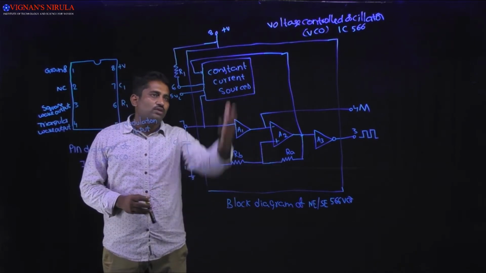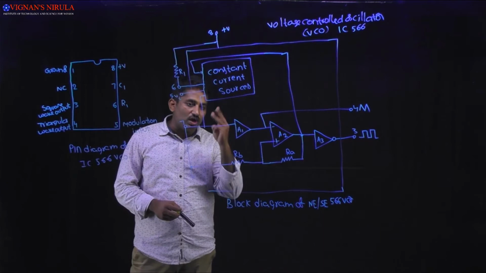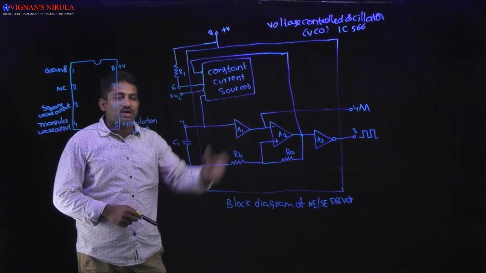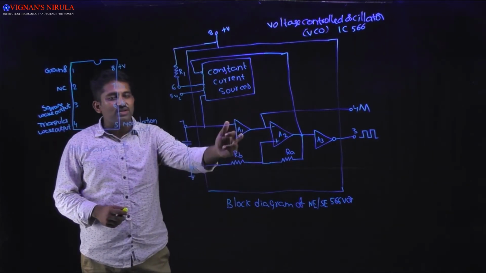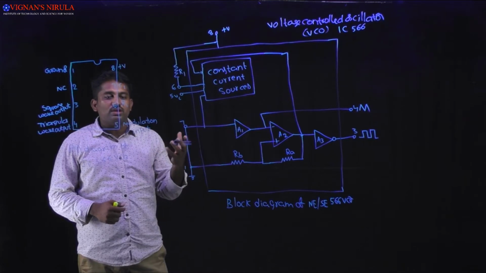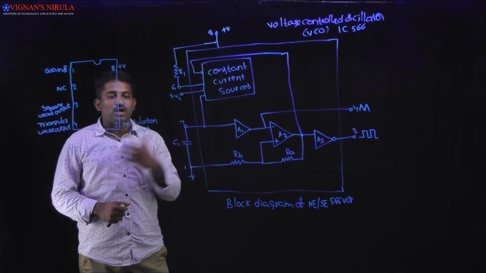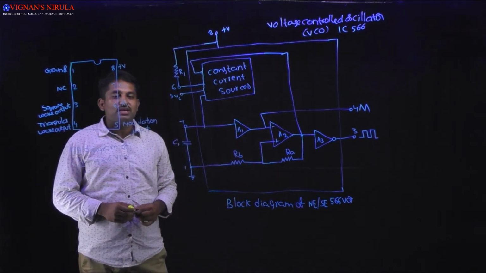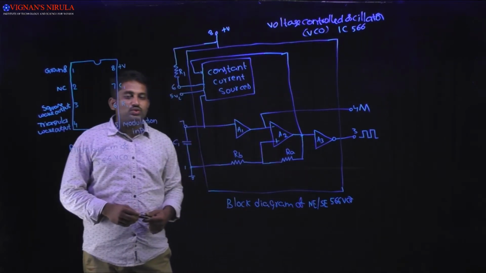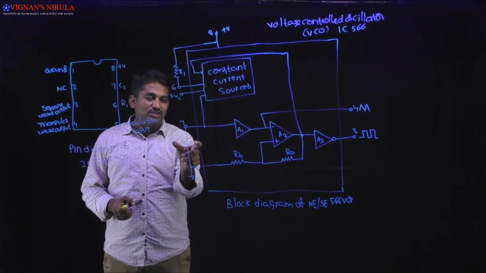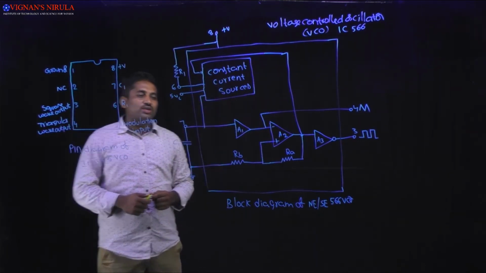The NE566 VCO block diagram is like this. It consists of 3 op amps: op amp A1, op amp A2 and op amp A3. Op amp A1 is used as a buffer. I think you all know the buffer, which produces an output voltage equal to the input voltage, which is also called a voltage follower. Op amp A2 is a Schmitt trigger, and op amp A3 is used as an inverter. Here the capacitor charging as well as discharging is controlled by the constant current source.